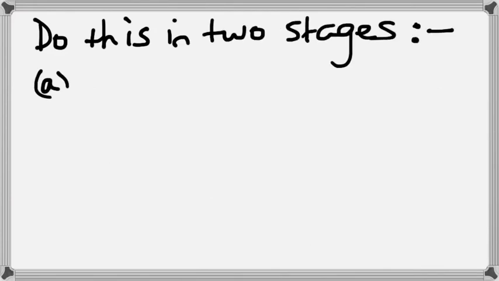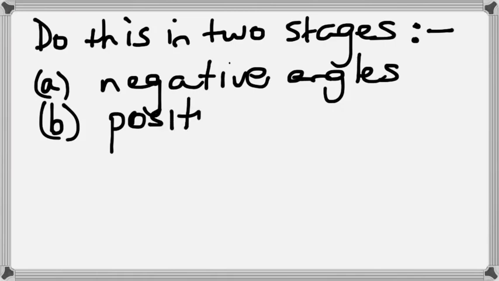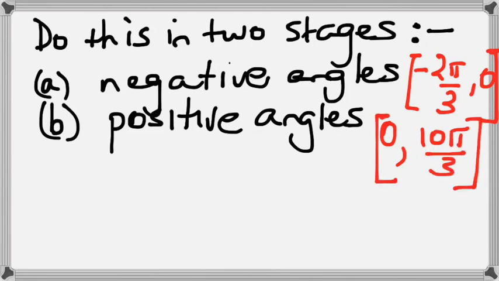We do it in 2 stages because we've ended up with a working domain going from minus 2 pi on 3 right up to and including 10 pi on 3. We'll do the negative angles from 0 backwards, if you like, and then we'll do the positive angles forwards from 0. That's what we've got to do.